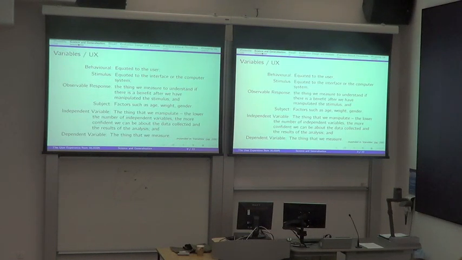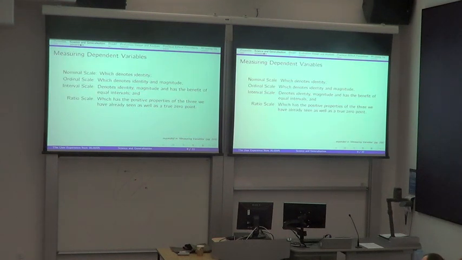Okay. So, we have a number of different terms that you should be aware of, so circle these in your notes. So we have behaviour, and this is equated to the user. Okay? We have stimulus equated to the interface of the computer in this case. Observable response. It's kind of straightforward, right? You can see this on page 209 in the variables. We have the independent variable. This is the thing that you'll mostly see in most psychology and social sciences tests. Independent variables are the things we're going to manipulate, and the dependent variables are the things that we're going to measure.